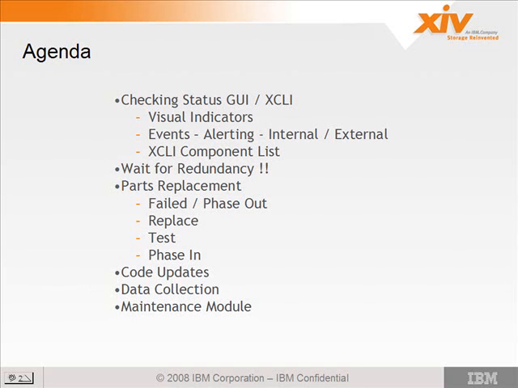We're going to look at parts replacements, the difference between a failed and phased out component, the physical replacement, how to test, and how to phase components back in. We're going to talk about code updates, data collection, and the maintenance module. One thing we mentioned on the first day was that phase out of a module can take up to 6 hours if it's a fully populated system, and that's another thing we'll look at.